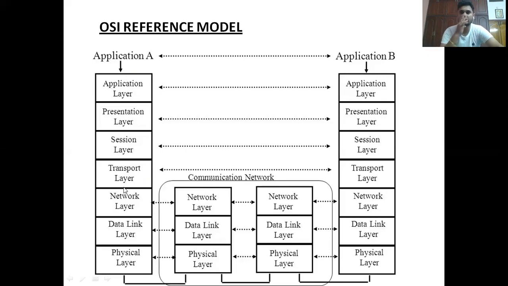For every device, these 7 layers have to be followed. This area is the communication network: physical layer, data link layer, network layer. Every layer has its own responsibilities, and every layer has its own protocol structures. The physical layer has some protocols, the data link layer has some protocols, the network layer has some protocols, the transport layer has some protocols, the session layer has some protocols, the presentation layer has some protocols, and finally the application layer has some protocols.